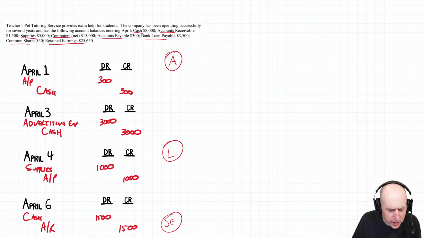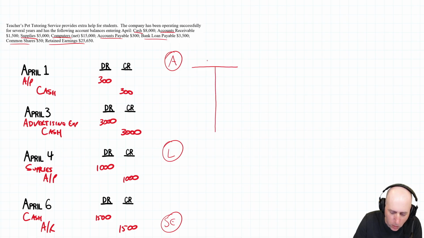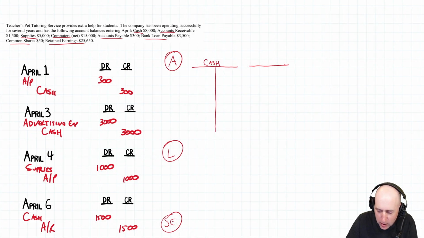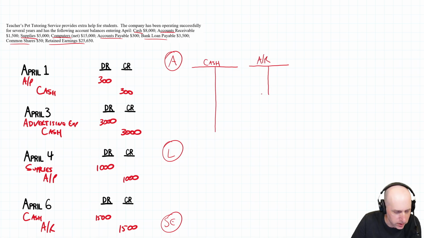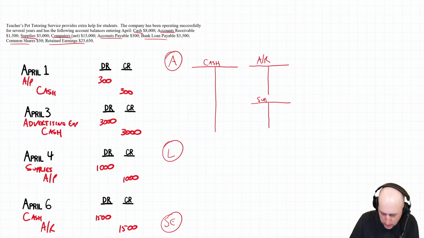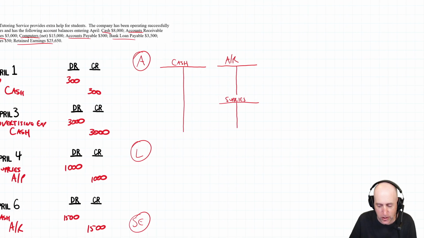Okay, so I need to open T accounts for those 8 accounts that I had underlined there. Let's start with cash. Cash is always going to be a big T. So again, this is what a T account looks like. You just draw a big T. You write the name of the account on top, cash. AR can be smaller, so let's make a smaller T for AR, accounts receivable. Supplies can also be half-sized here, supplies. Cash is extra long because there's lots of debits and credits running through cash. Next, we've got computers.